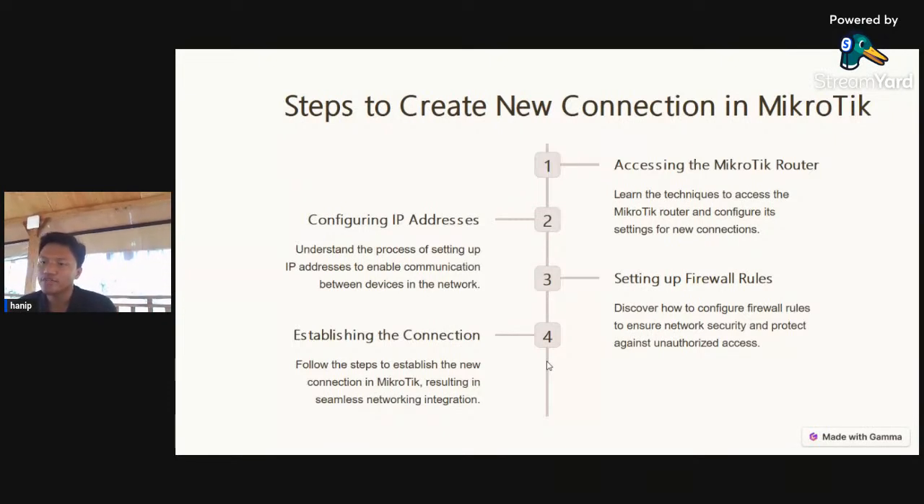That is configuring IP addresses. In this second step, we must understand the process of setting up IP addresses to enable communication between devices in the network. After doing the second step, we continue to the third step, setting up firewall rules. Discover how to configure firewall rules to ensure network security and protect against unauthorized access. And then the last step, the fourth step, is establishing the connection. Follow the steps to establish the new connection in MikroTik, resulting in seamless networking integration.